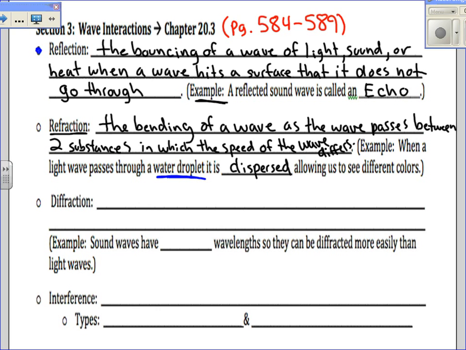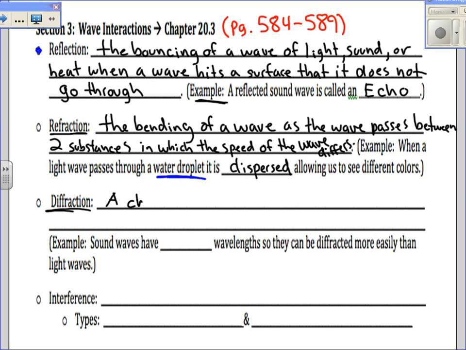Now, a light wave will change its angle as it passes through something like water as well, and it'll have a certain refractive index. So light will be bent if you shine something like a flashlight down into water. It will bend.